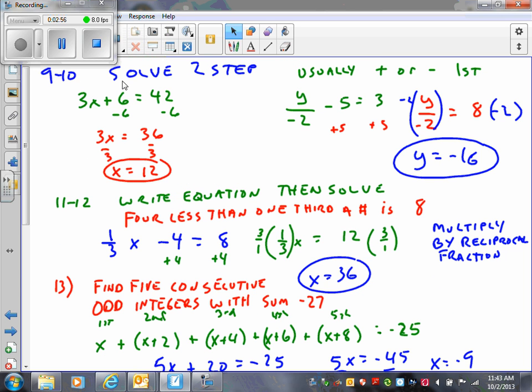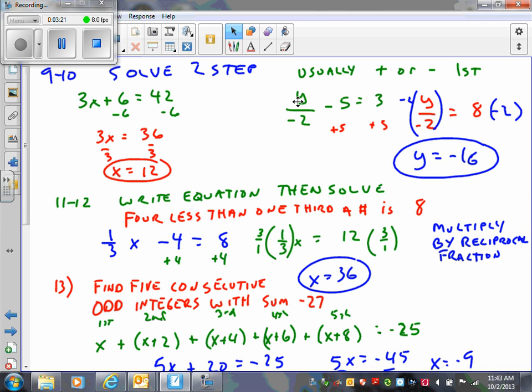Problems 9 and 10 are solve two-step equations, and almost always we add or subtract first. So if we have a problem like 3x plus 6 equals 42, we got to get rid of the plus 6 first, because it's the last thing we said, working backwards. 3 times x plus 6. Got to get rid of the plus 6. Minus 6 from both sides gives us 3x equals 36. Divide by 3, x is 12.